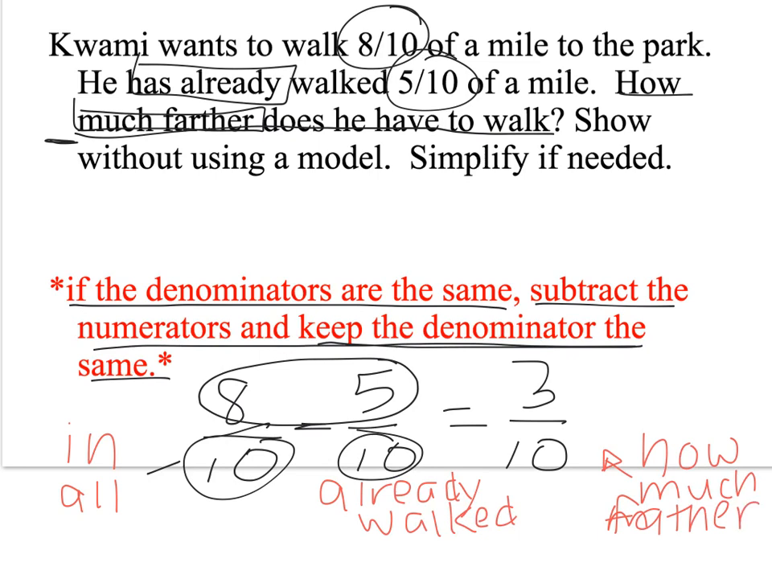Now we need to think about if I can simplify this. So if I think about the factors of 3, which are 1 and 3, and the factors of 10 are 1, 10, 2, and 5, they do not have any in common besides 1, so we know that 3/10 is our final answer in simplified form.